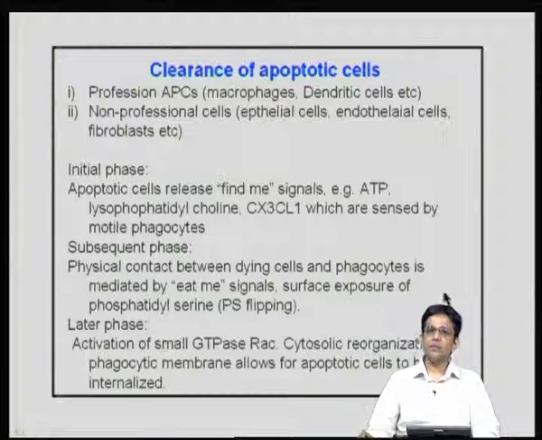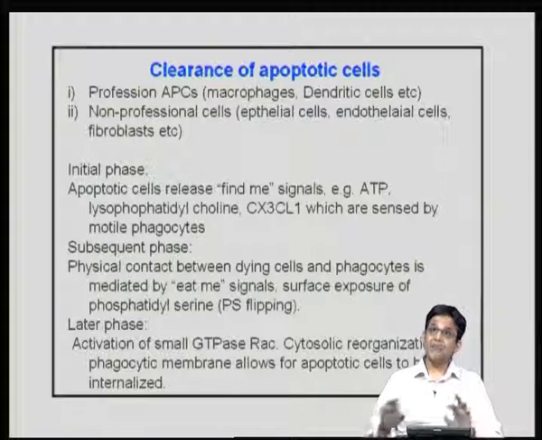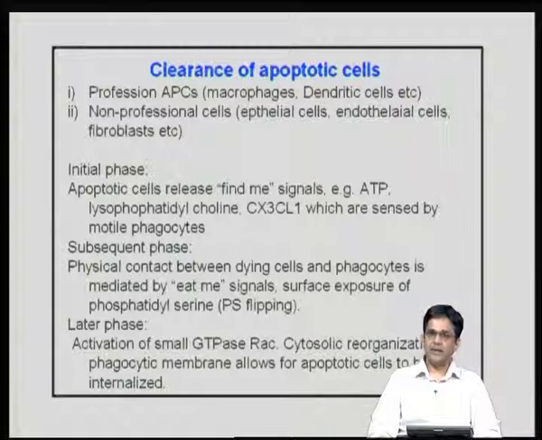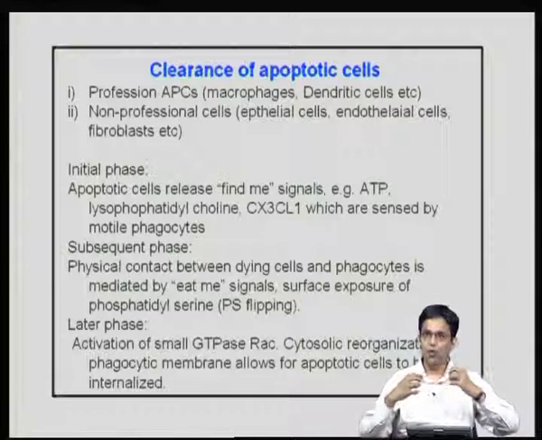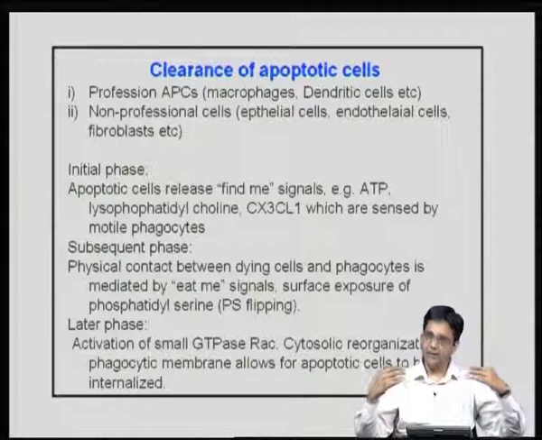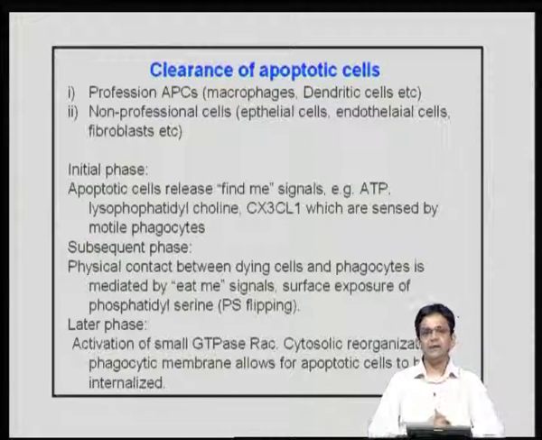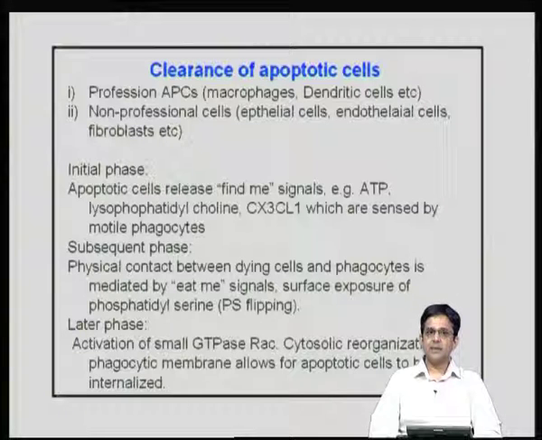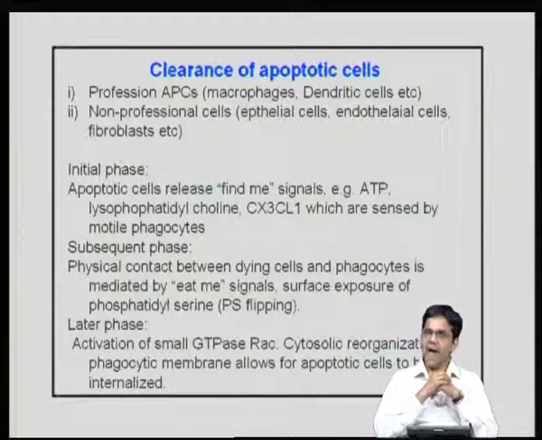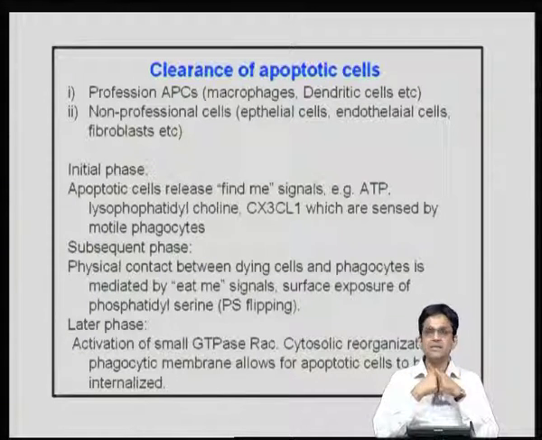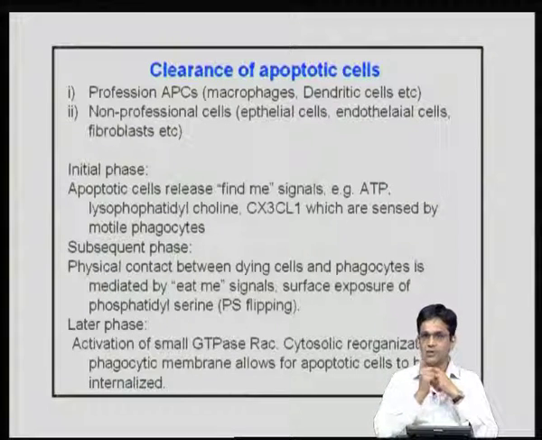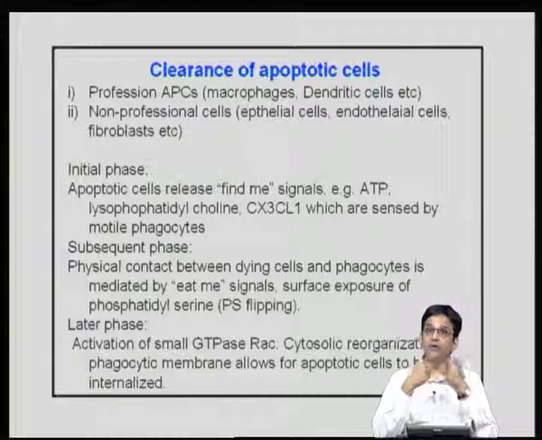There are different processes involved here, and I will briefly go over them. The first is that apoptotic cells release what are known as find me signals, which are ATP, lysophosphatidylcholine, and a chemokine known as CX3CL. These are sensed by phagocytes, which are motile, so by a concentration gradient they are able to sense the signals and go and find these dying cells. What happens then is a subsequent contact between the dying cells and the phagocytes, mediated by what are known as eat me signals, or eat me flags. We had discussed one such flag, phosphatidylserine, which was one of the bases for detection of apoptotic cells.